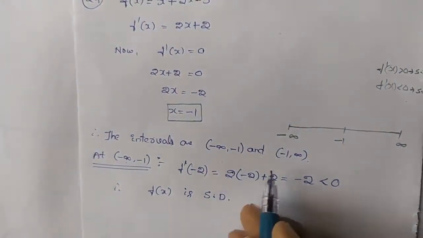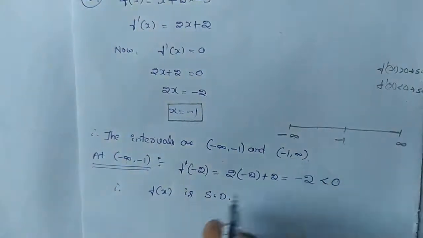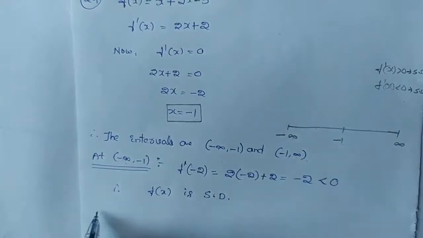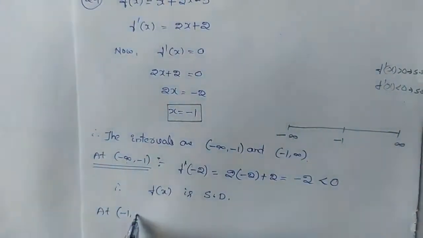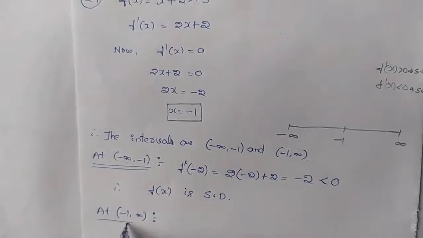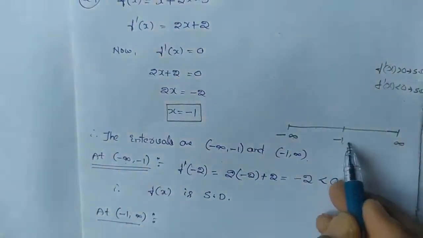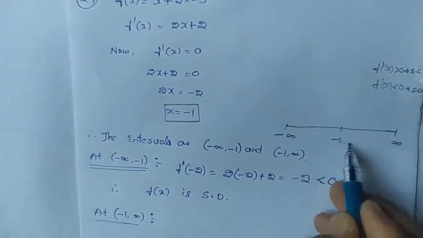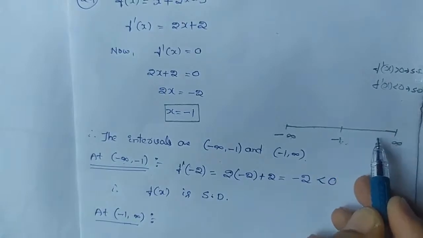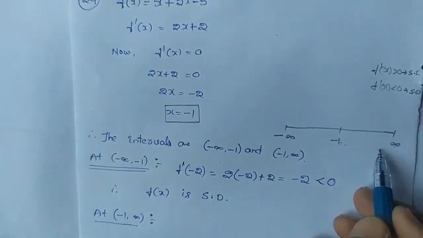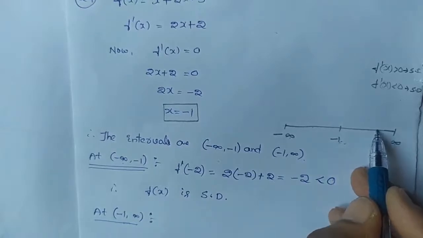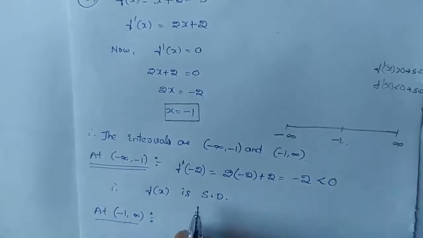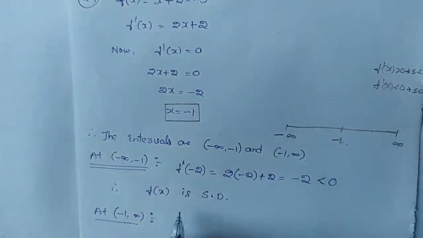Next, let us find out where it is strictly increasing. Let us check what happens in the interval minus 1 to infinity. You can choose any one value between minus 1 and infinity. You can choose 0, 1, 2, 3, 4, 5, 6 and so on up to infinity. I will take plus 2.